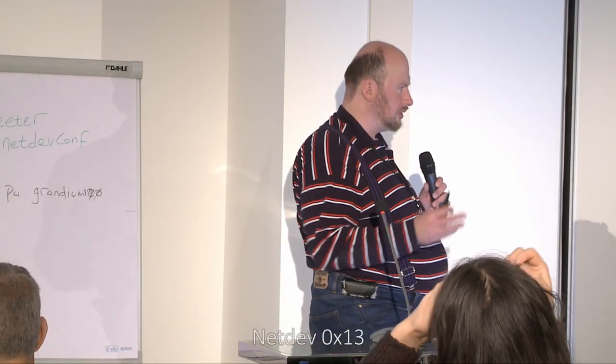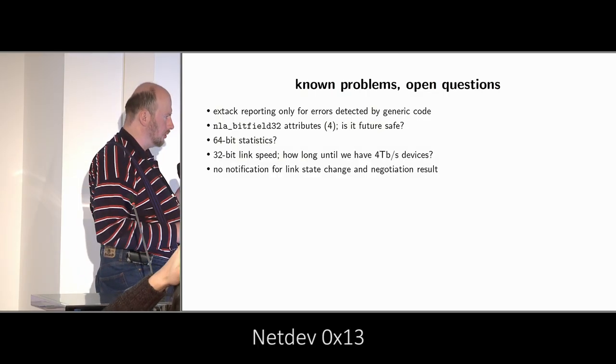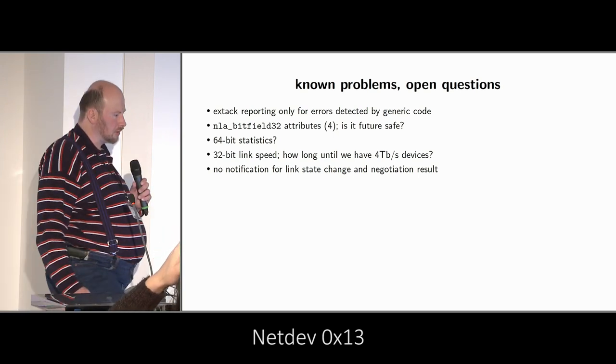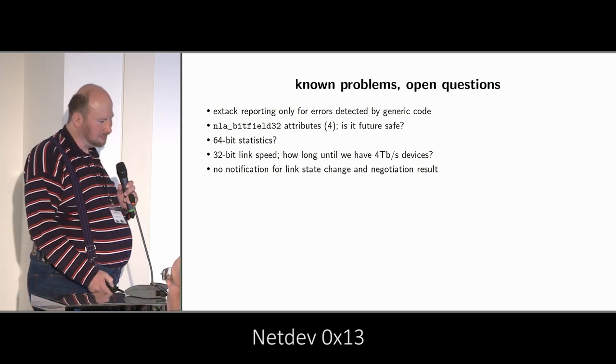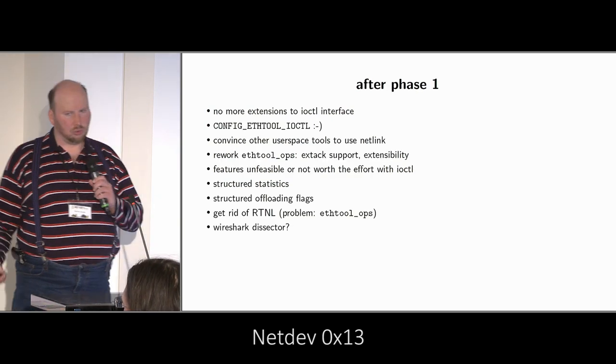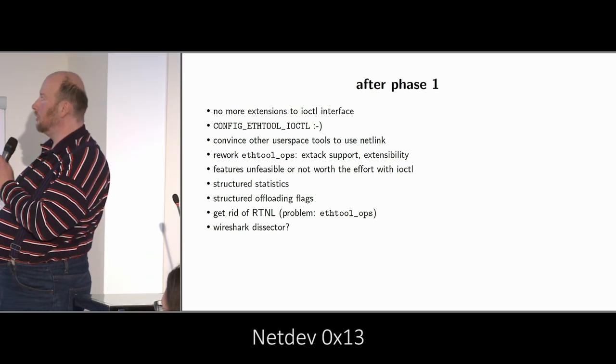Yeah, of course, the internal kernel interfaces use 32-bit everywhere, so the rewrite would have to be massive anyway. But it's something to think about. Yeah, so those are some ideas we could think about after phase one is finished.